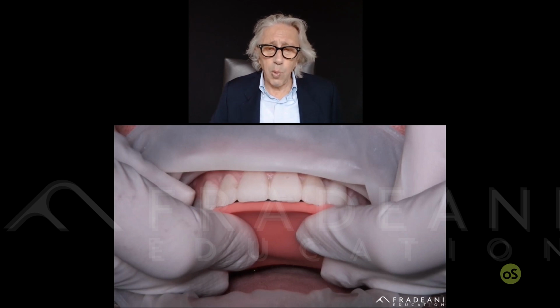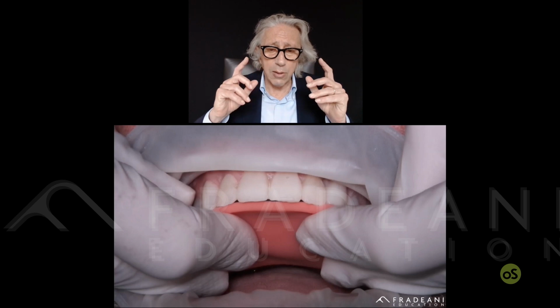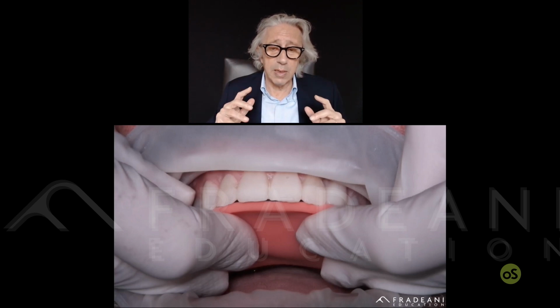The question could be, why do you take a bite record in CR if you are already in CR with your mock-up? Because, of course, I did all my occlusion in CR, as you can understand. I take a wax-up bite record in CR anyway for one simple reason: in the mouth of the patient you also have the condyle, which is stabilized by the occlusion, but also by the condyle position in CR.